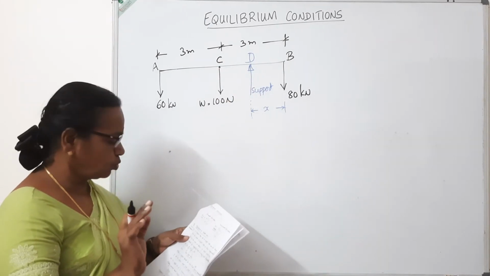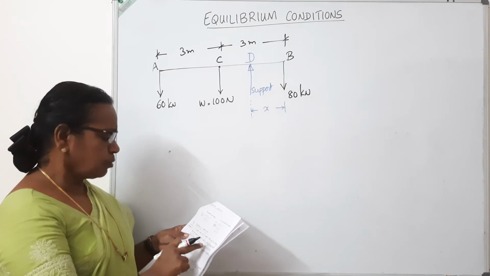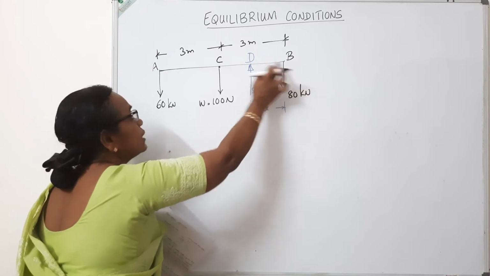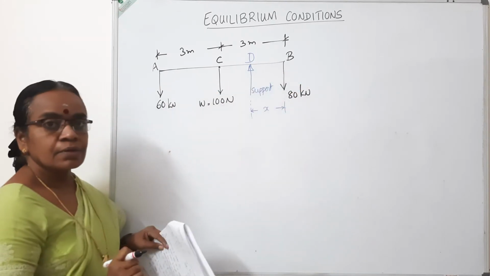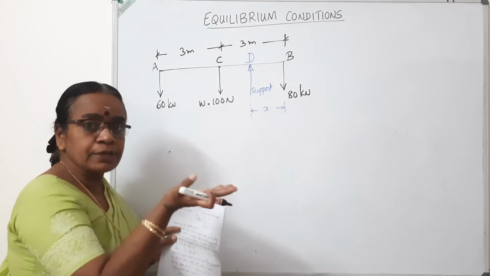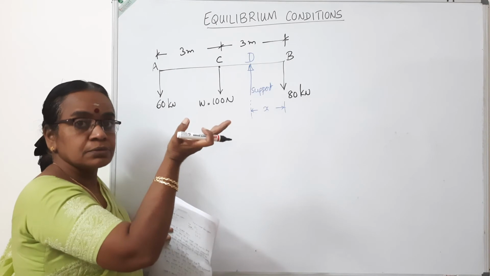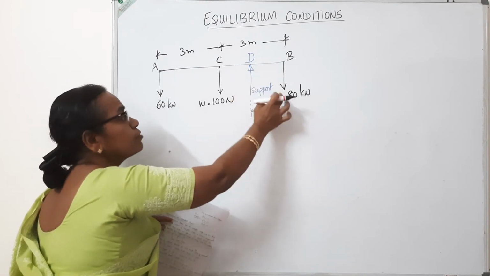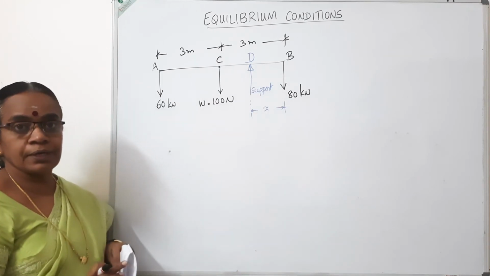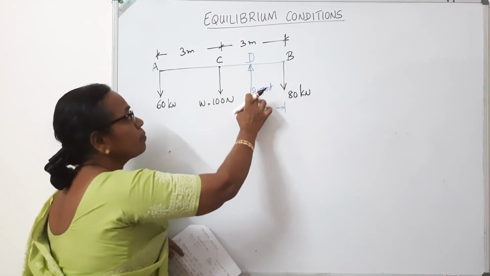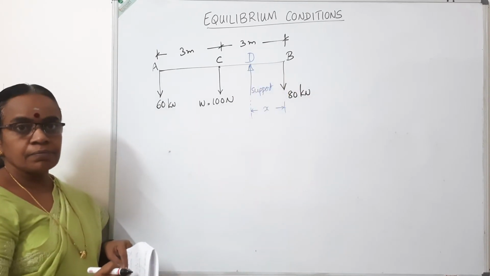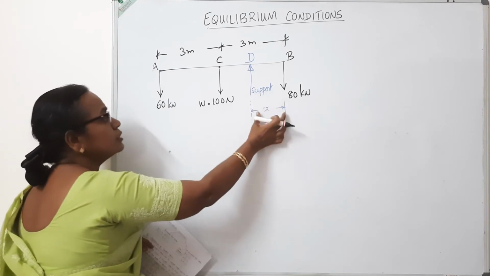It is supporting two bodies, 60 kilonewton and 80 kilonewton, suspended at the two ends of the beam. You are asked to find out, if the body has to be in equilibrium, it has to be properly supported. There should be some support. At what position should it be supported so that it is in horizontal equilibrium? Let me mark the support, say at D, at a distance x from B. So you are asked to find out the distance only.